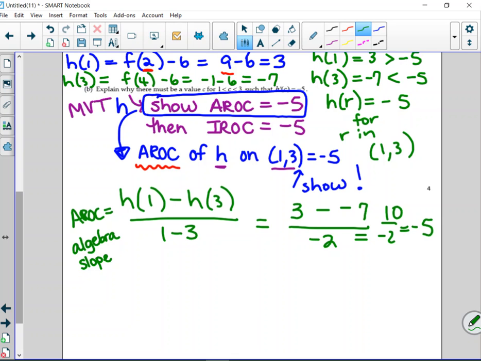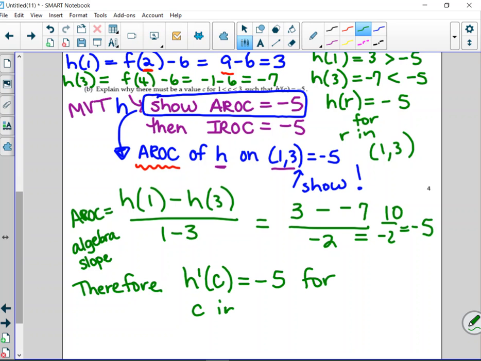So, yay, I got -5. Therefore, h prime of c has to equal -5 for c in the interval 1 to 3 because of the mean value theorem.